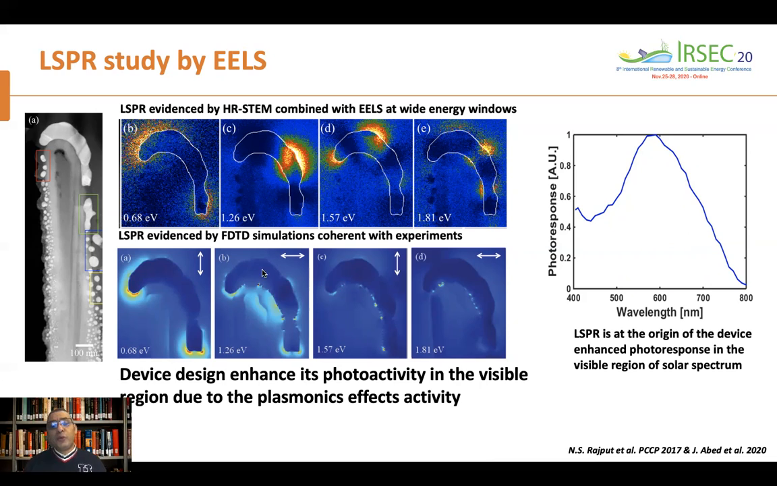And when we reproduce a similar structure using finite-difference time-domain simulation, using different geometries of excitation of the electron field, we observe the generation of exactly the same LSPR activity, and we have coherence between the simulation and the experiment. This now shows why we have photoresponse in the visible region: because LSPR exists at very large energy windows.